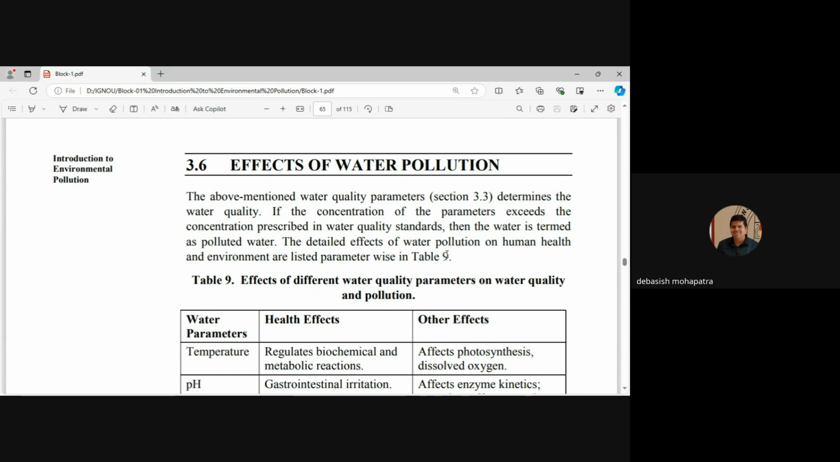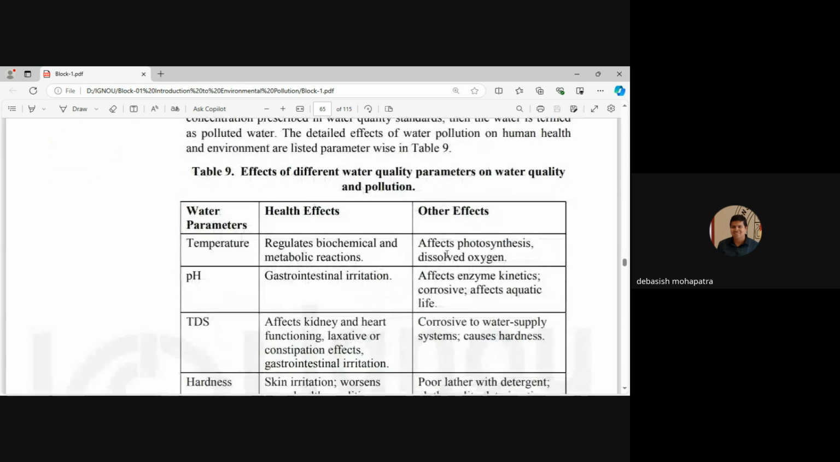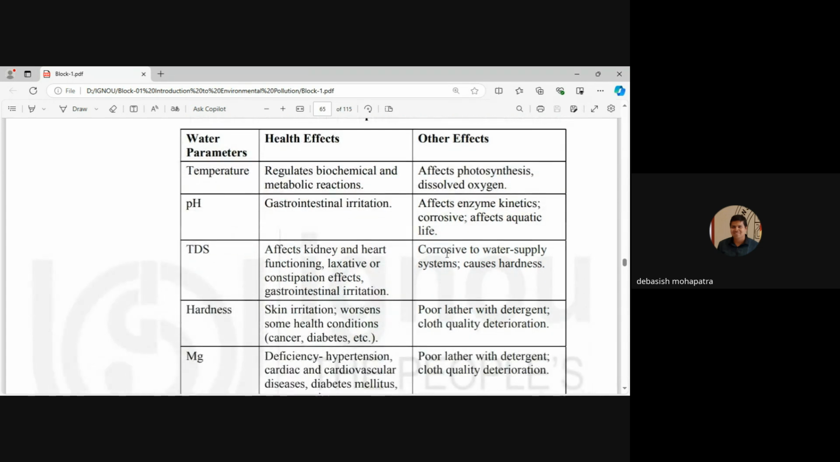Effects of water pollution I have already discussed before while I was teaching. Okay, water pollution. We know the health effects: regular biochemical and metabolic reactions, affects photosynthesis, dissolved oxygen, pH, gastrointestinal irritation, affects enzyme kinetics, corrosive, affects aquatic life. TDS affects kidney and heart function, laxative or constipation effect, gastrointestinal irritation, corrosive to water supply system and causes hardness. Then hardness: skin irritation, worsen some health conditions, cancer, diabetes, etc.